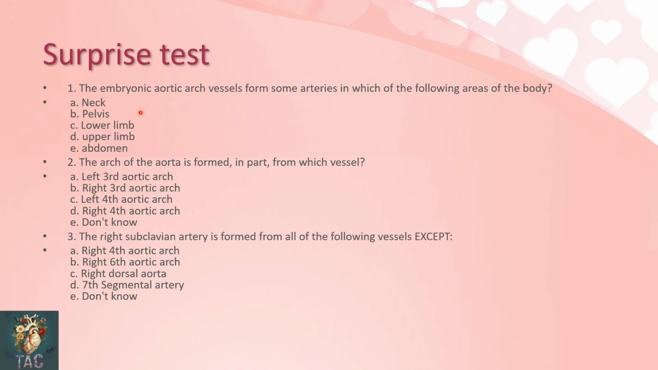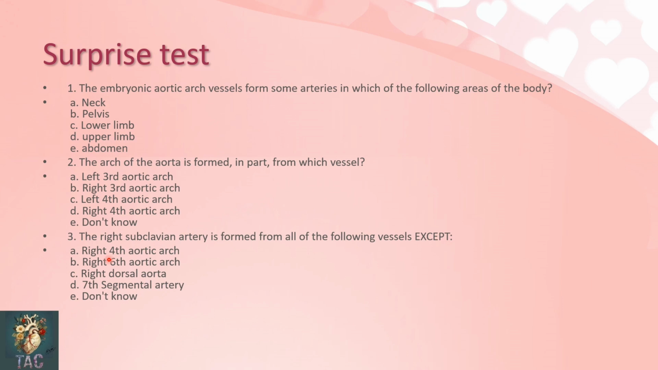So students, here is a surprise test for you, so that you may prepare for your exam. The embryonic aortic arch vessels form some arteries in which of the following areas of the body: the neck, the pelvis, the lower limb, upper limb, or the abdomen. So you must answer me through WhatsApp as well. The arch of the aorta is formed in part from which vessel? Arch of aorta, remember: left third aortic arch, right third aortic arch, left fourth aortic arch, right fourth, or I don't know.